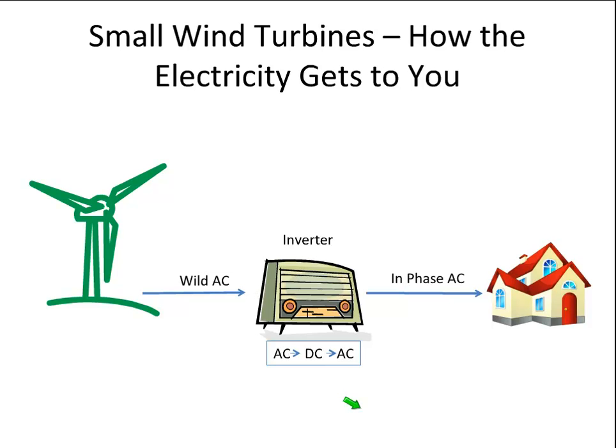Let's talk briefly about small wind turbines and the power actually getting onto the grid or into your house. Small wind turbines tend to create wild AC power or some other type of relatively uncontrolled electricity, depending on how they're designed. Many of them create wild AC. I can't put wild AC into my house. I need in-phase AC power. So I put that through an inverter. This is my picture of an inverter. It takes AC power to DC and then back to clean in-phase AC power, which I can use in my home or put on the grid.